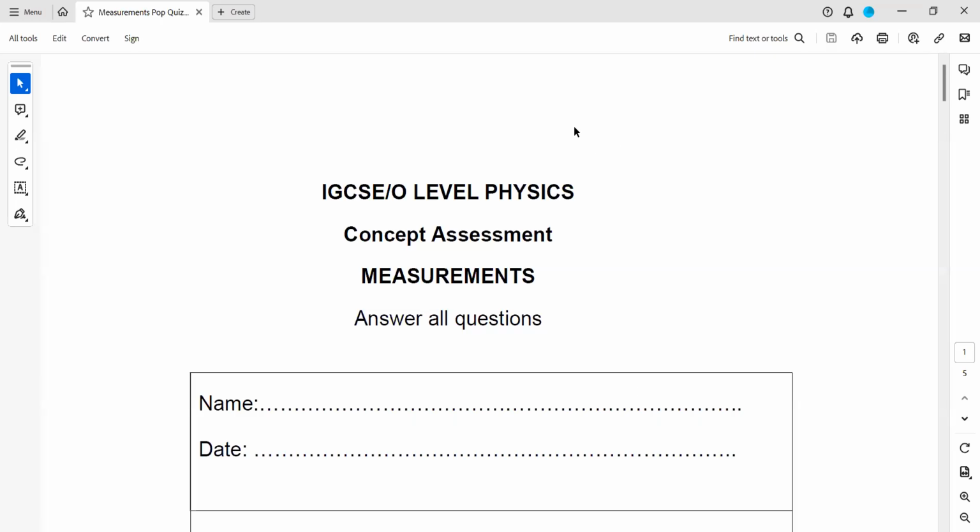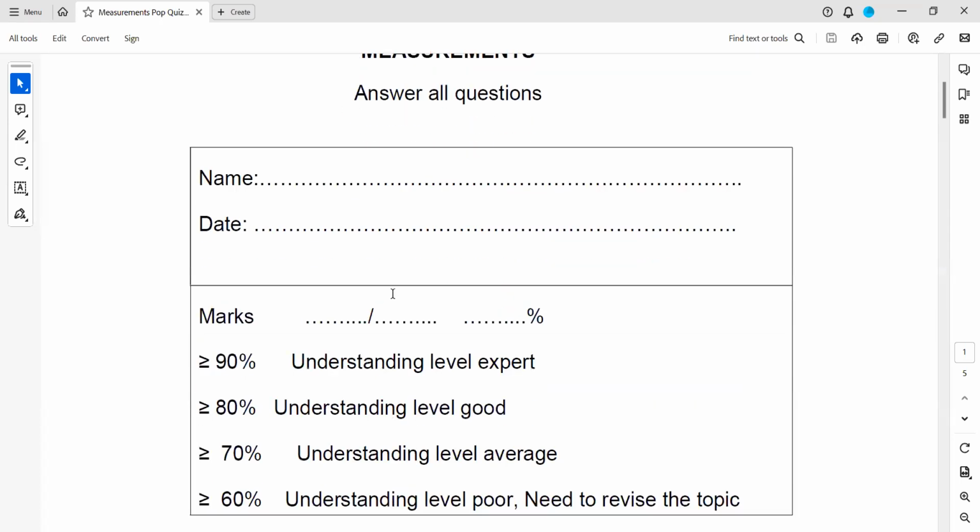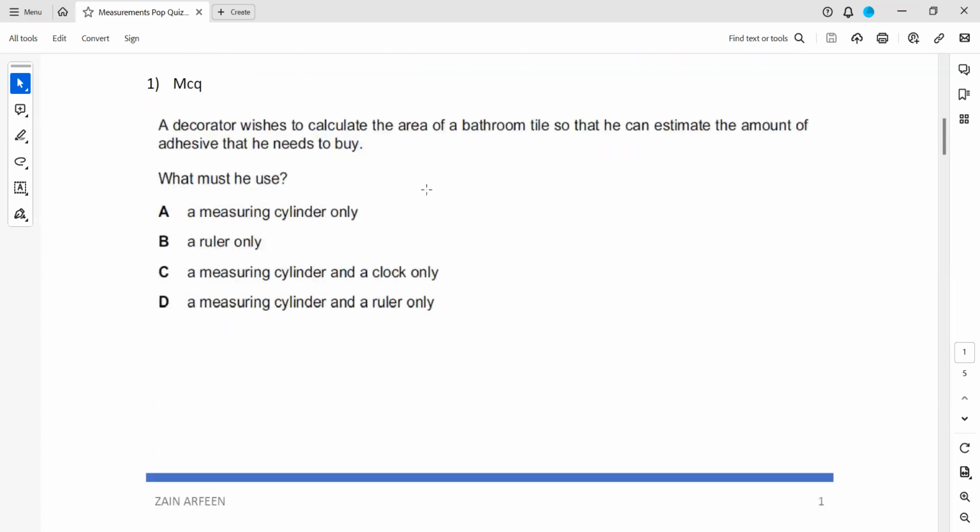So this was pop quiz 2, which was related to topic measurement. In the first question, a decorator wishes to calculate the area of a bathroom tile so that he can estimate the amount of adhesive he needs to buy. So how to work out the area? That is length multiplied by width. Using length into width, we can work out the area. To measure the length and the width, we need a ruler or the scale. So B is the right answer for this.